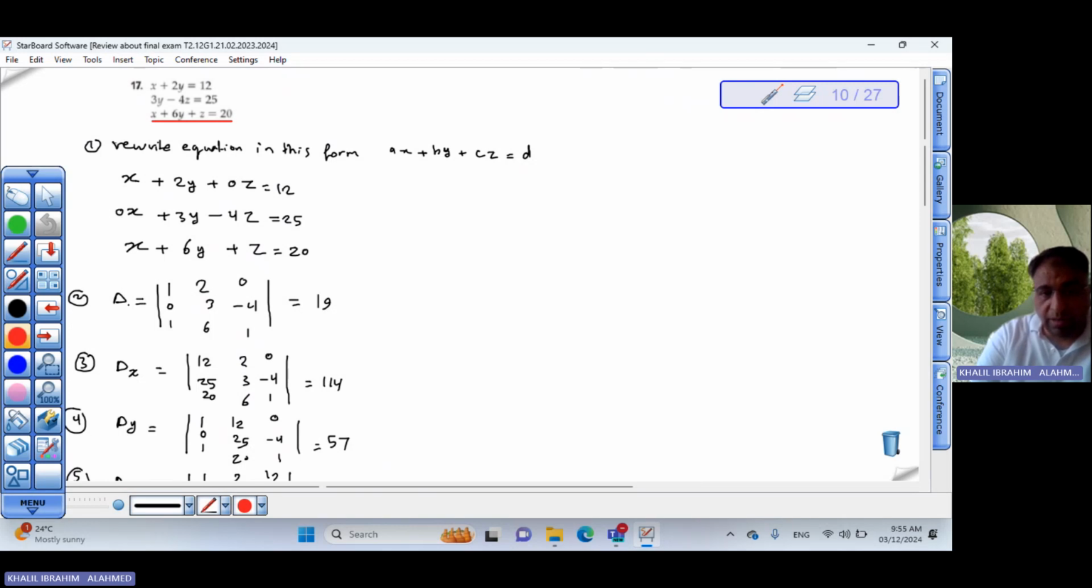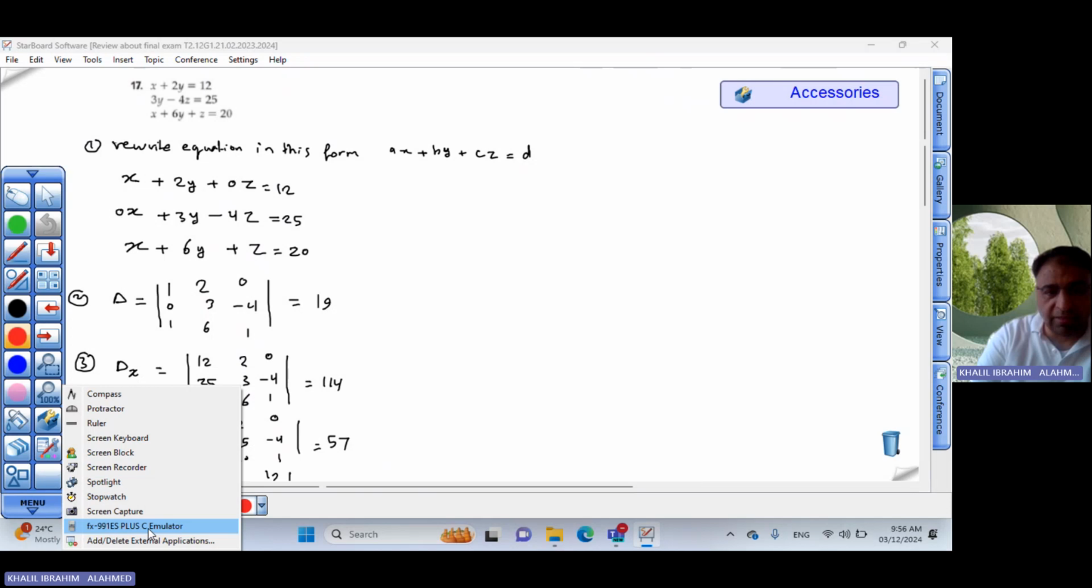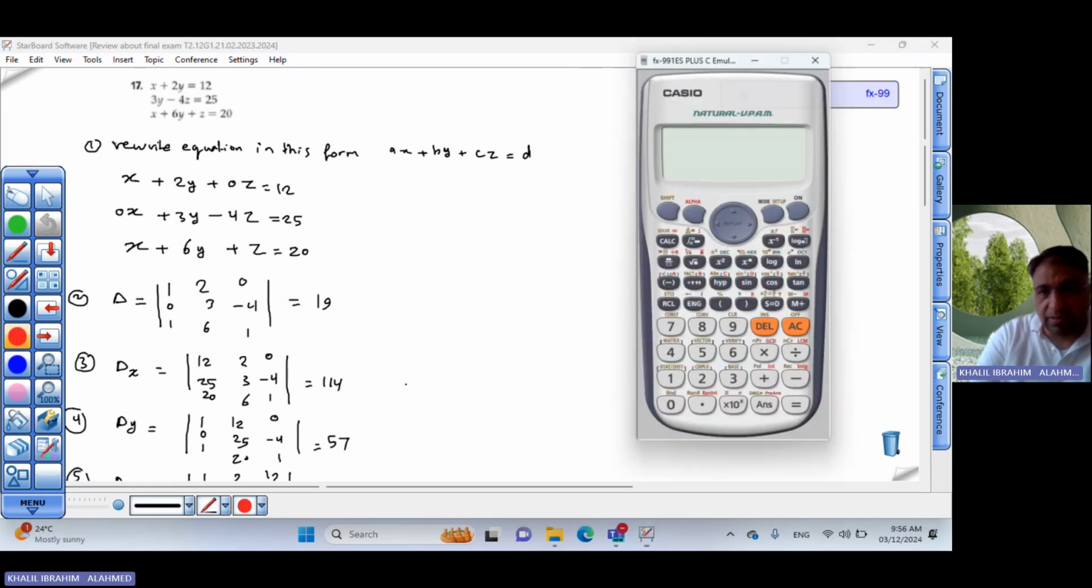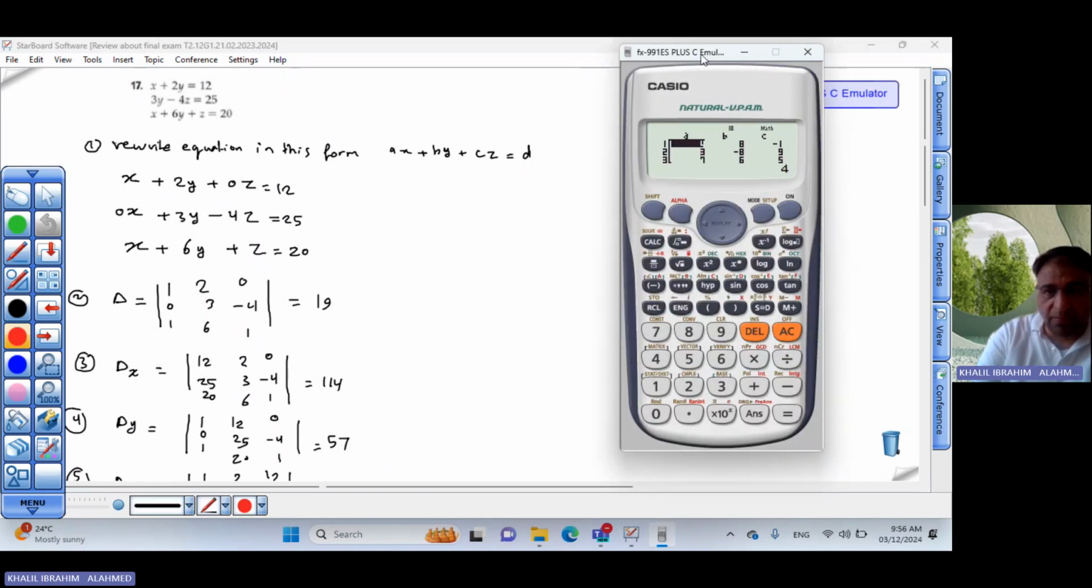The general determinant here, we can take the coefficient of x: 1, 0, 1; coefficient of y: 2, 3, 6; also coefficient of z: 0, negative 4, 1. We can find this. How to find this? Maybe some students use a calculator to find the determinant for this. It's easy to find this if you use a calculator.